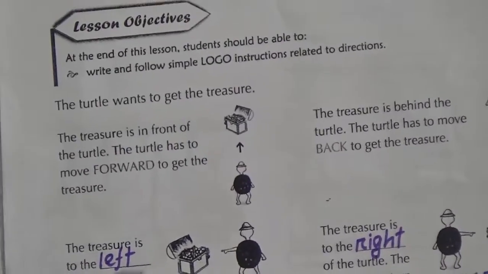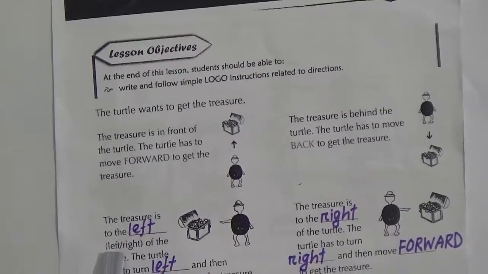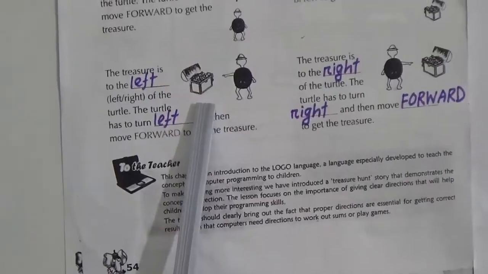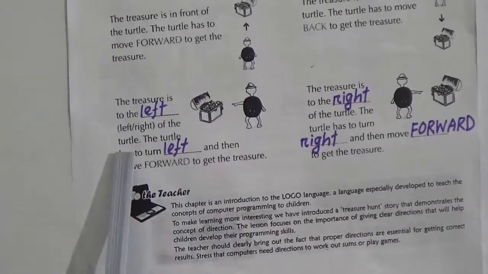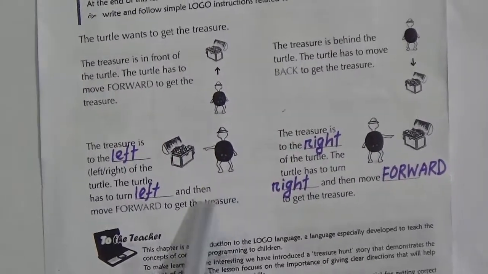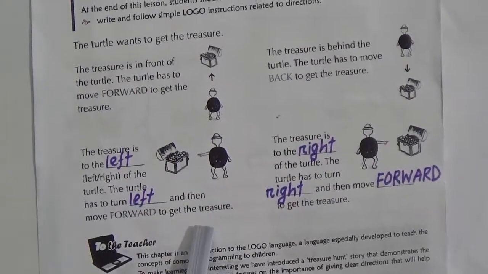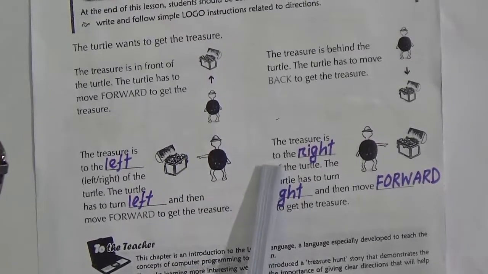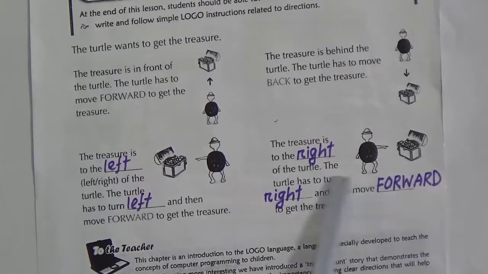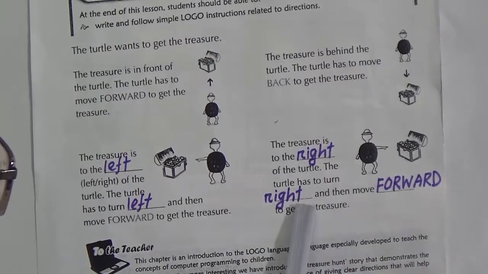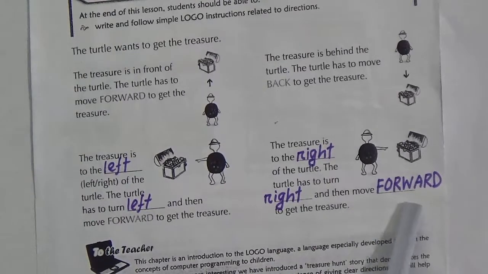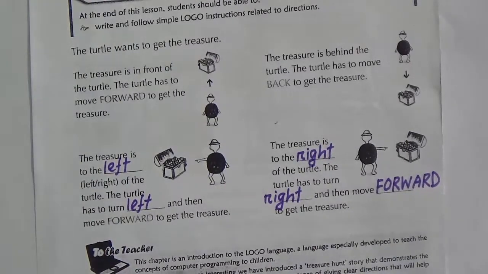Next one, the treasure is to the left or right of the turtle. So this is the turtle's left side. The treasure is to the left of the turtle. The turtle has to turn left first and then move forward to get the treasure. In this one, the treasure is to the right side of the turtle. The turtle has to turn right and then move forward to get the treasure.